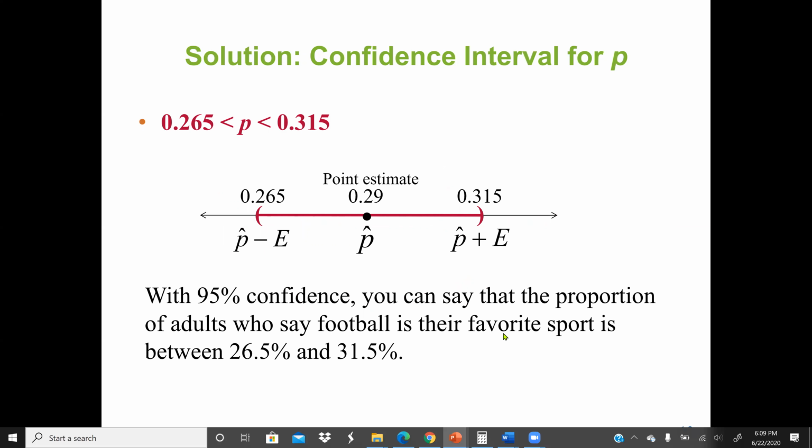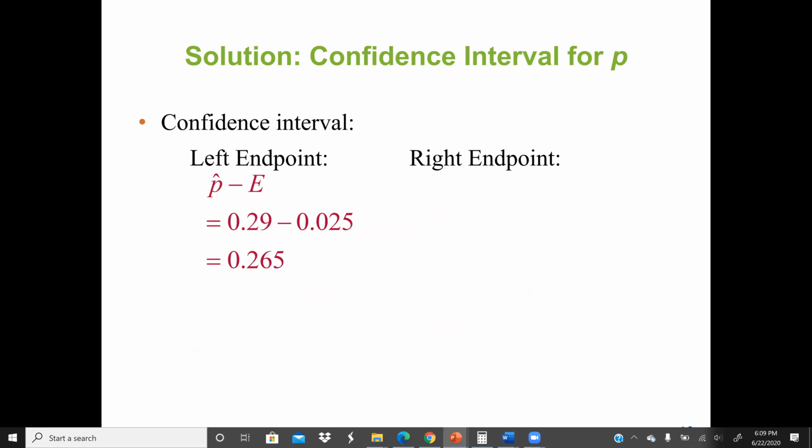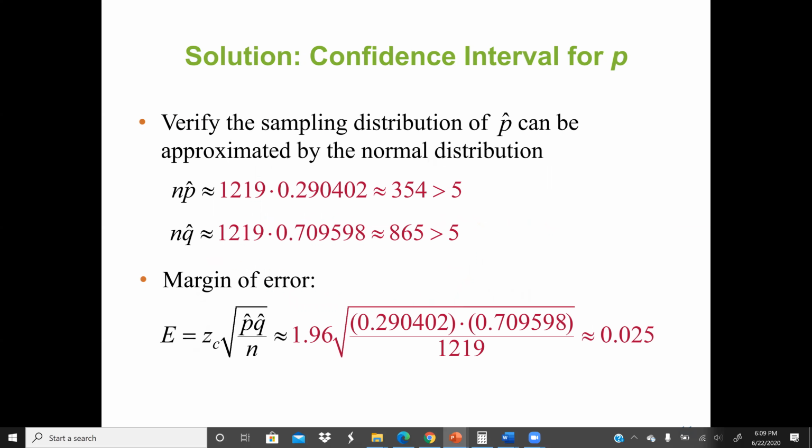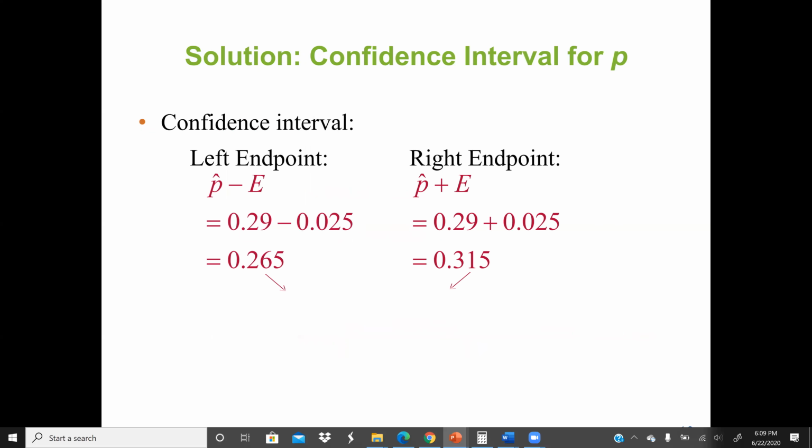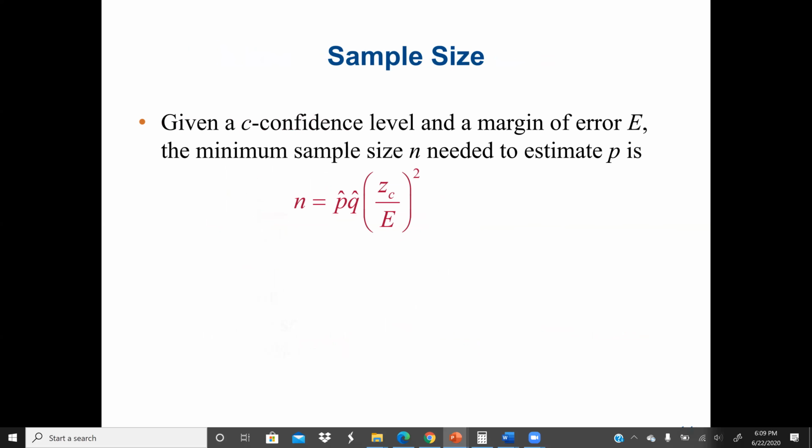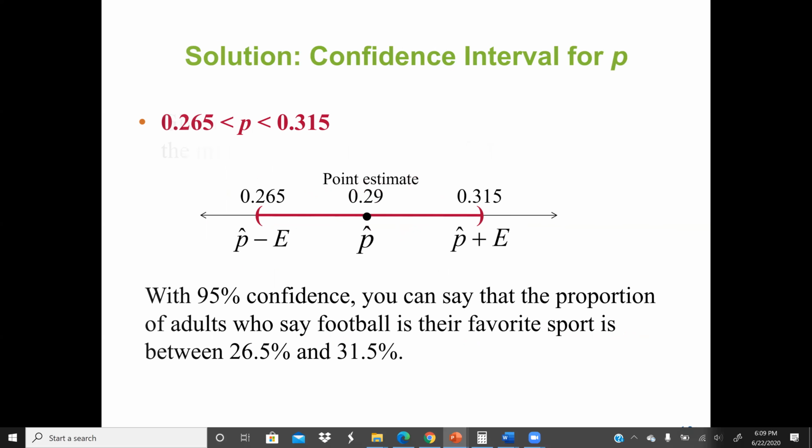So now we have our confidence interval for P constructed. We saw the point estimate was 0.29. Then we saw 0.265 and 0.315, which is in the previous slide. So we can see the values. So we know the answer now.